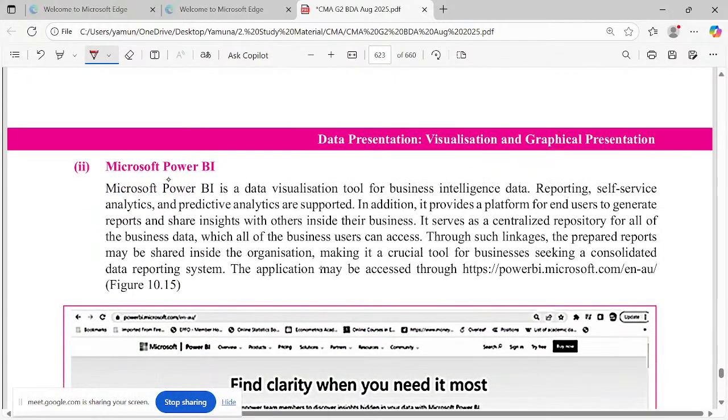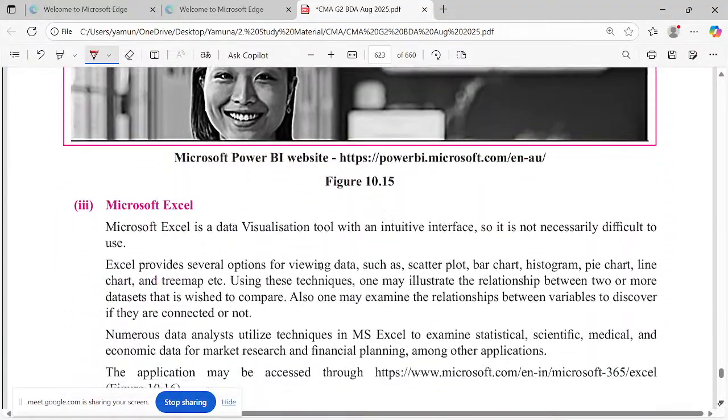And probably you might be aware of Microsoft Power BI. So it's also a tool for business intelligence data, for reporting, self-service analytics, for predictive analysis, for everything. We can take the help of BI, business intelligence, completely for business related work. So it's providing a platform for the end users. You can generate reports, share insights with others inside the business, and it serves as a centralized repository where you can have all the data in one place. Okay, so all the business users can access it. Probably you have some linkages, you have some prepared reports which you can use inside the organization, and it's a critical tool for businesses seeking a consolidated data reporting system. So this is about Microsoft BI.